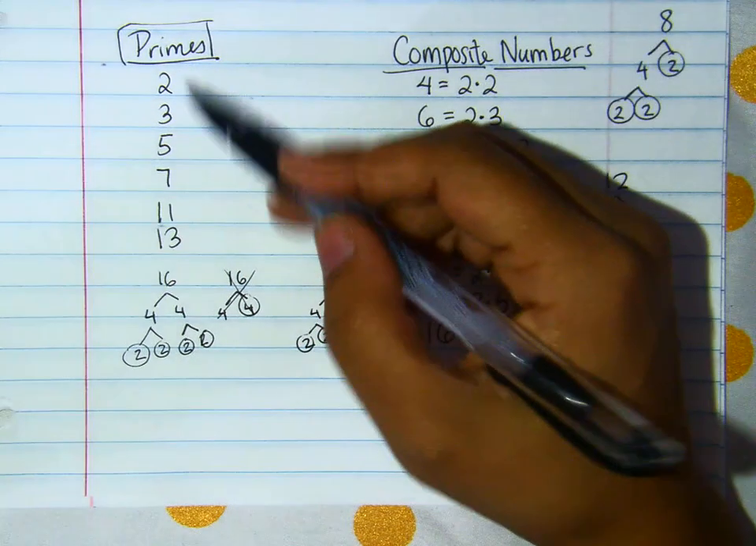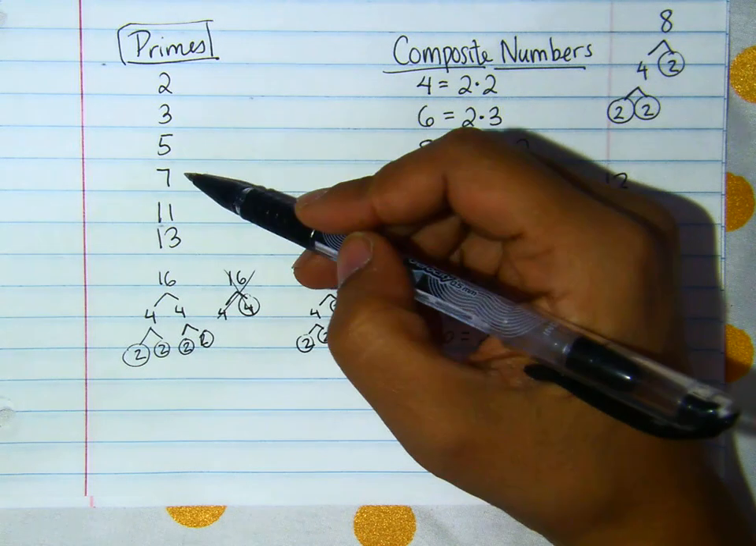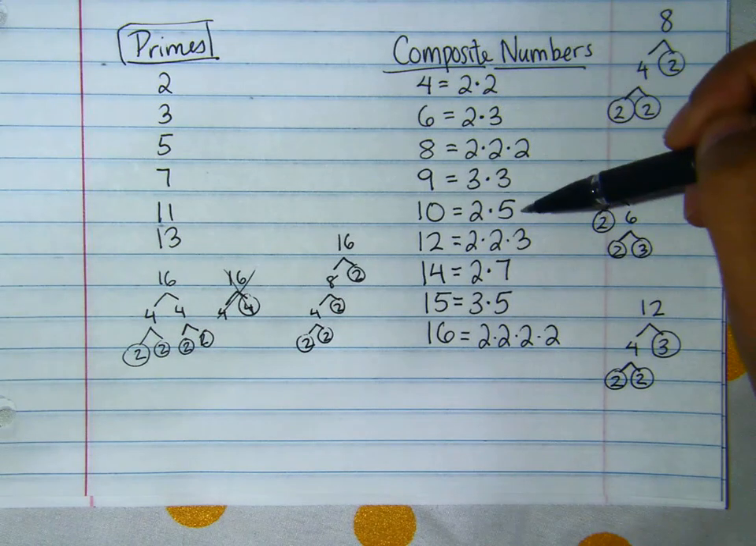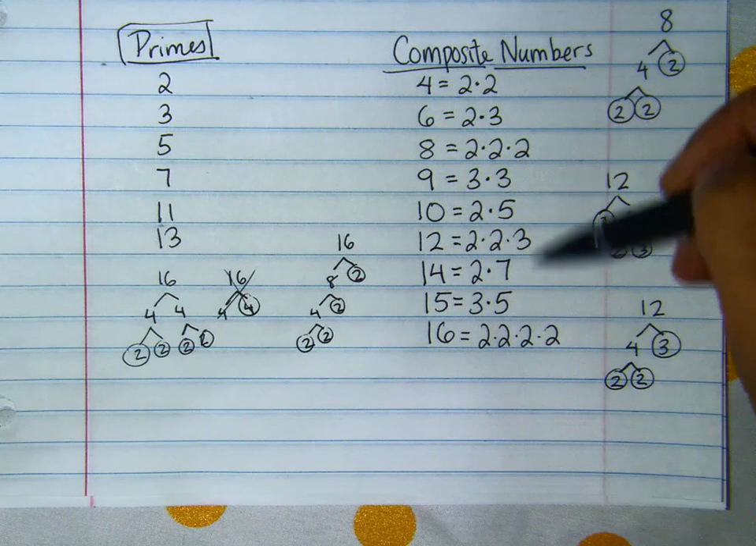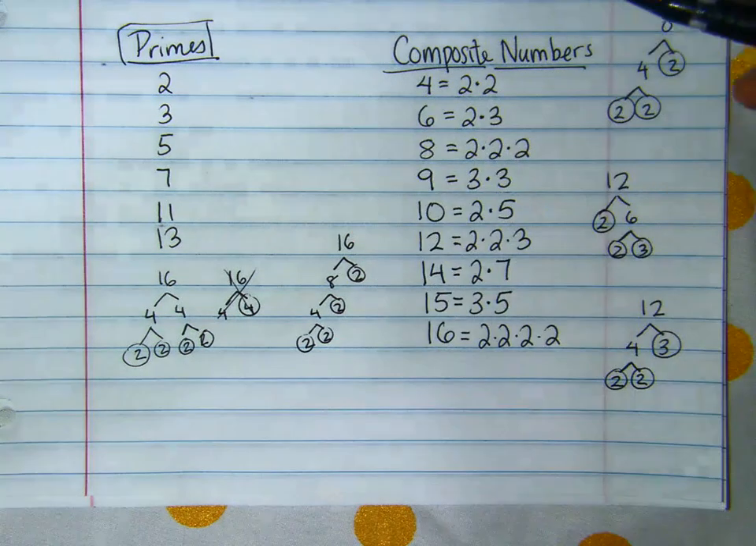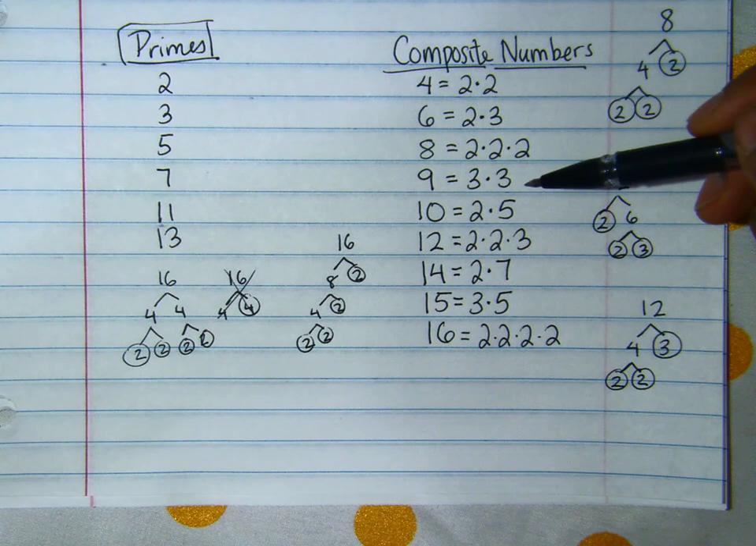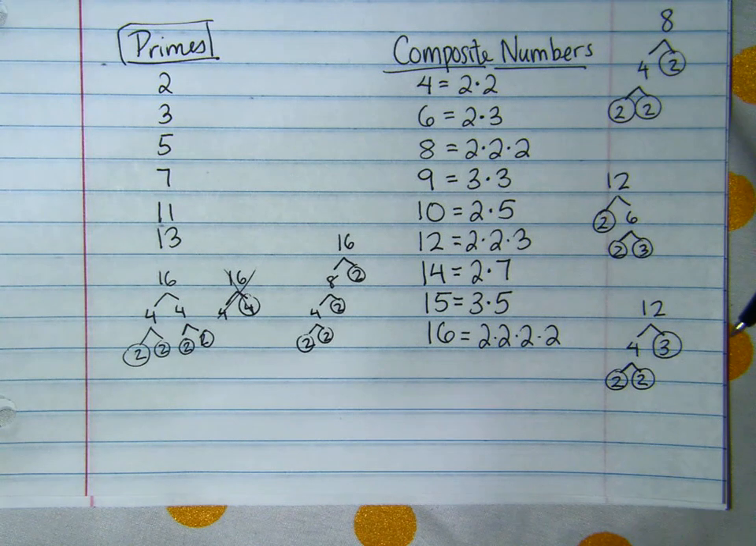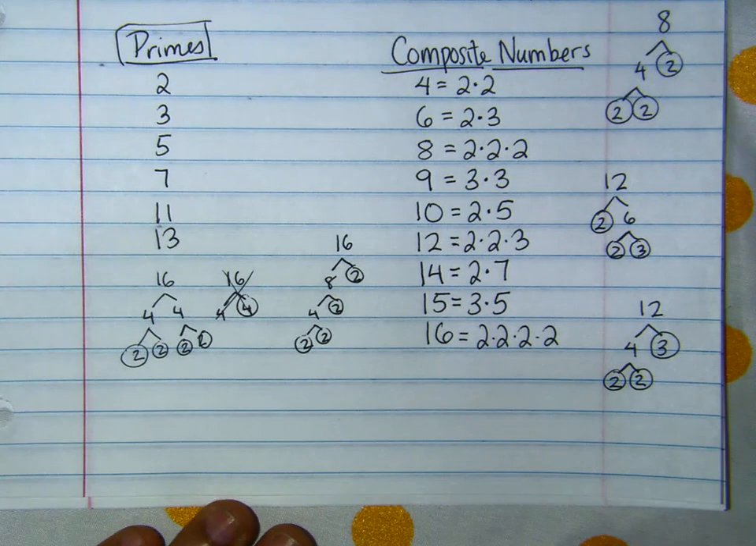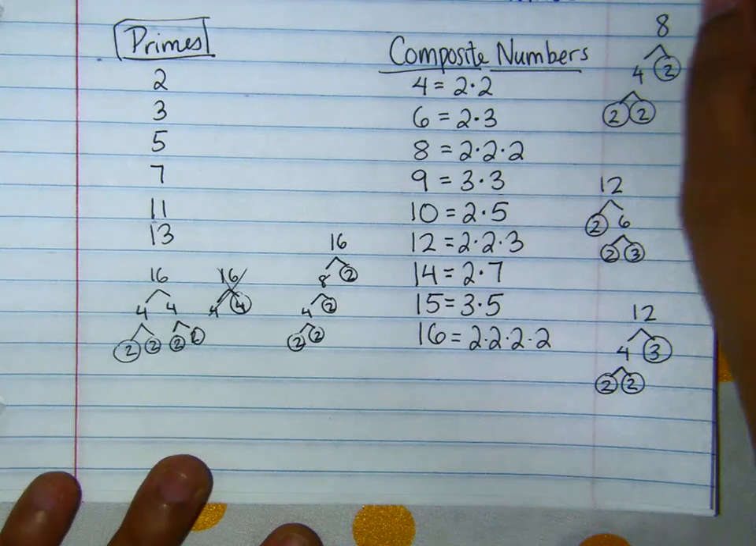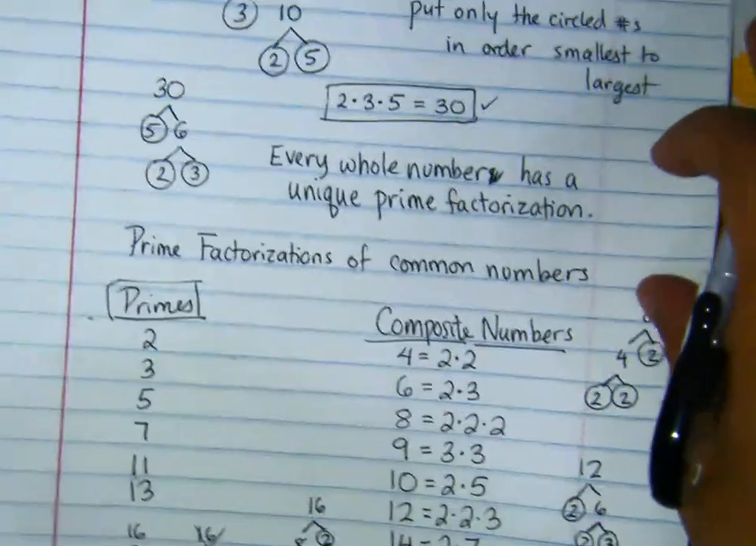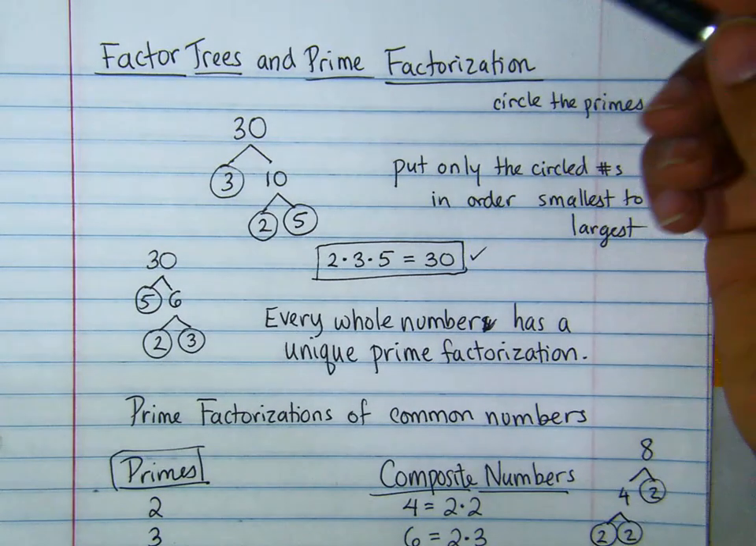So you can basically take any prime number, multiply it by another prime number, and you'll get a composite number. And you can take any composite number and multiply it by another prime number, and you'll get a different composite number. Once you have these, you can find the greatest common factor and least common multiple really easily. So I'll show you that another time. But for right now, I just wanted you to know that factor trees are super helpful.